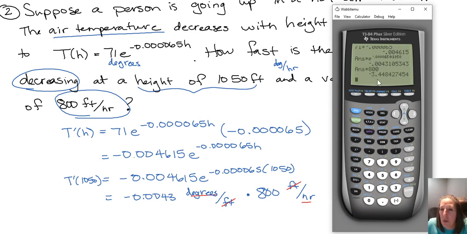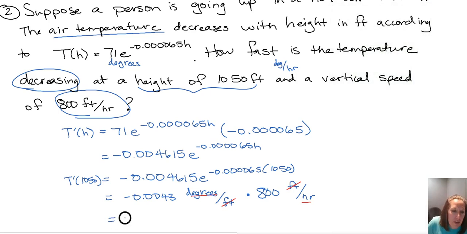And we get negative 3.45. And the units on that are degrees per hour. So decreasing is correct because we do get a negative number here, and it's decreasing at a rate of 3.45 degrees per hour.